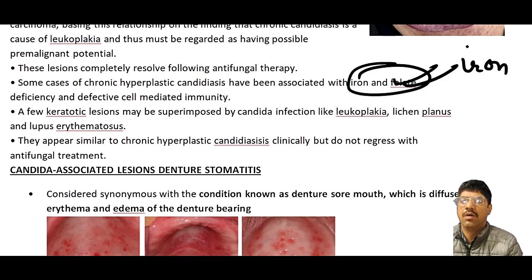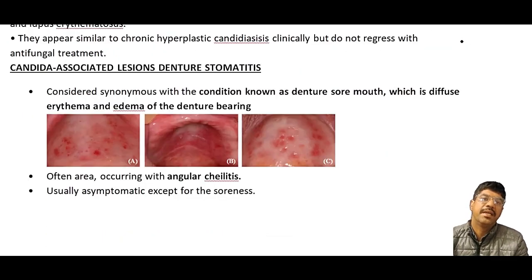Having issues with the immune system, there can be other conditions with white patches in the mouth, like leukoplakia, lichen planus, lupus erythematosus, which look similar to chronic hyperplastic candidiasis, but they don't get better with antifungal treatment. The next form is Candida associated lesions or denture stomatitis.